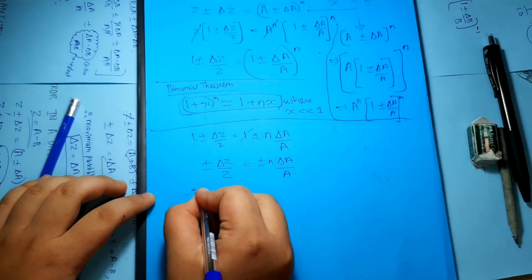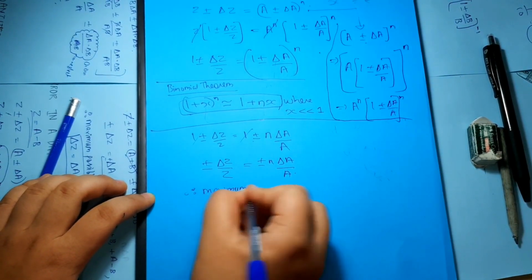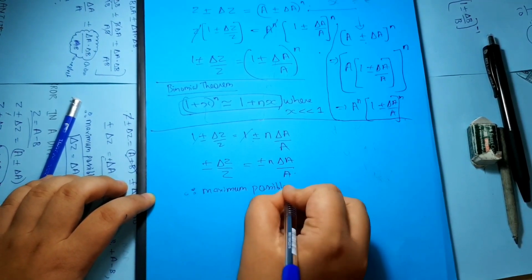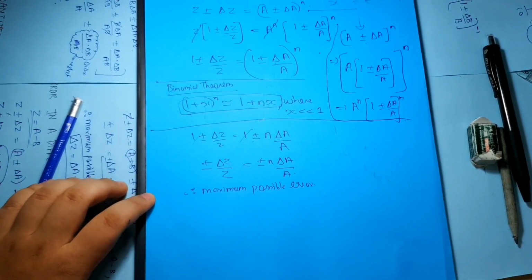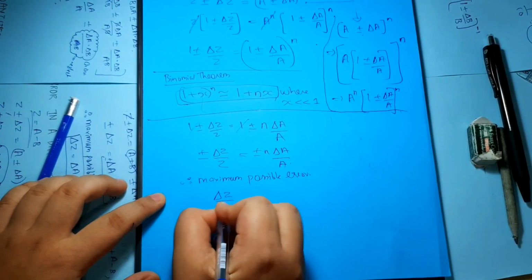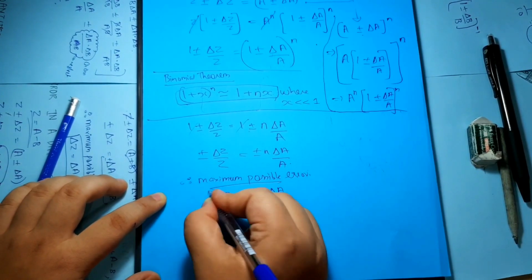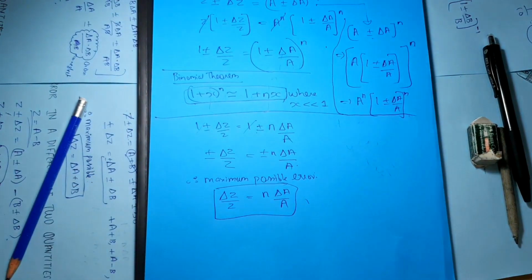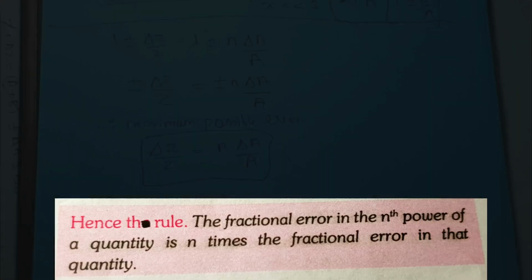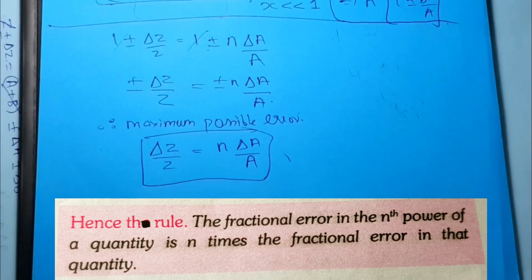So therefore, you can say now the maximum possible error is what? It's going to be delta z by z is equal to n into delta a by a, and that is our answer. Very simple, yeah. So when we have an error in the power of a quantity, we use this formula to find the answer. Okay, great. So let's conclude this also with our statement. The statement says the fractional error in the nth power of a quantity is n times the fractional error in that quantity. As you can say, n times the fractional error in that quantity.